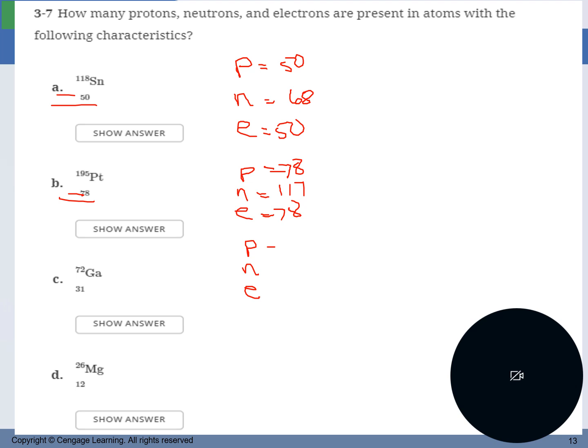Doing the same thing here, 31 protons, 31 electrons. Again, just subtract these two numbers and you end up with 41 neutrons. And one last one just for practice, 12 protons, 12 electrons. Subtract these numbers and you end up with 14 neutrons.